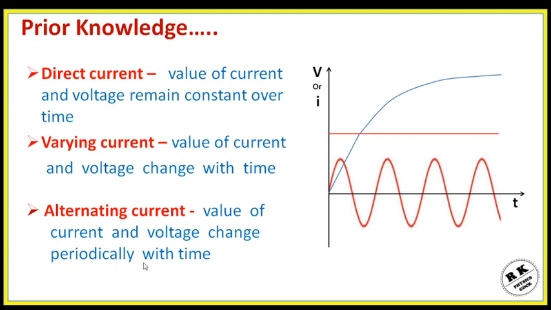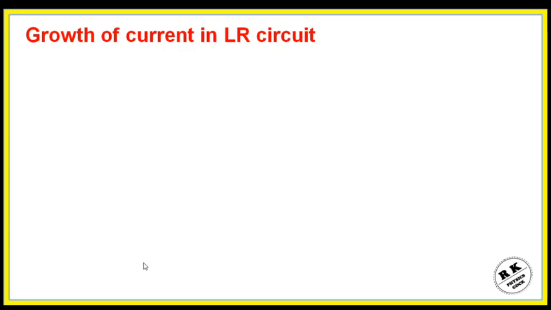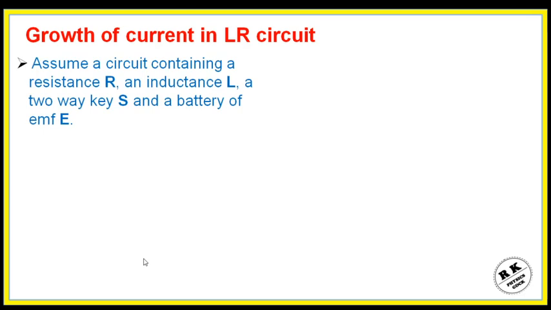Coming to our present topic, that is growth and decay of currents in LR circuits. L stands for inductance, R stands for resistance. First let us see the growth part, growth of current. For this, let us assume a circuit containing a resistance R, an inductance L, a two-way switch S, sometimes called a key also, and a battery of EMF E.